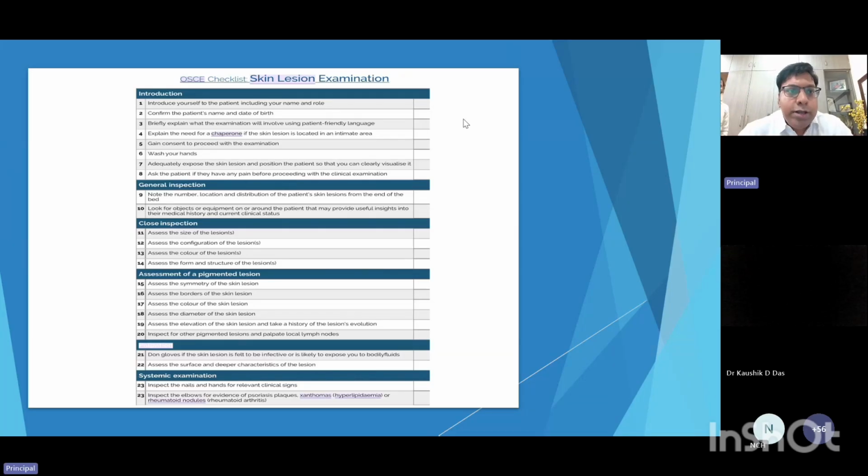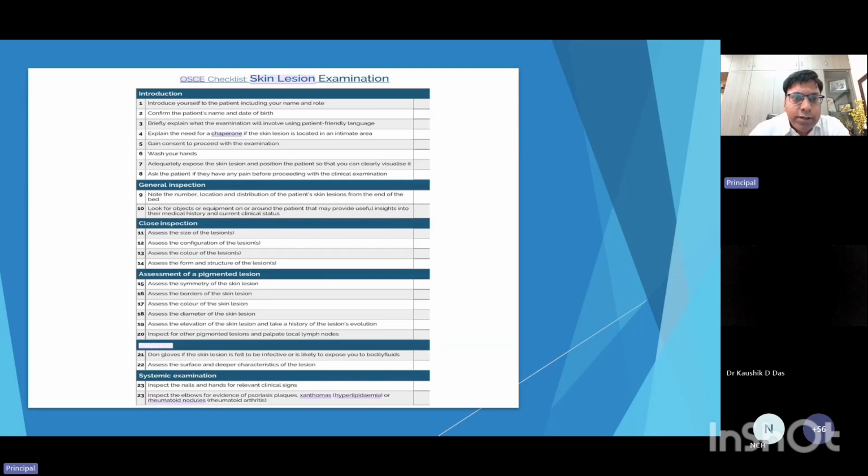Okay, so through this slide, we have tried to show you an example of OSCE with the help of this checklist. And the example is of skin lesion examination. So you can see, are you able to view this slide clearly? Yes, sir. Clear. Okay, so introduction. Introduce yourself to the patient, including your name and role. Confirm the patient's name and date of birth. Briefly explain what the examination will involve using patient-friendly language.